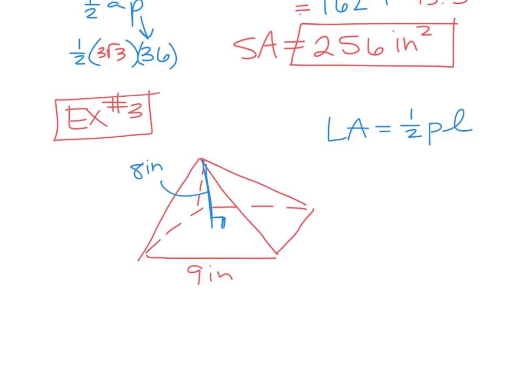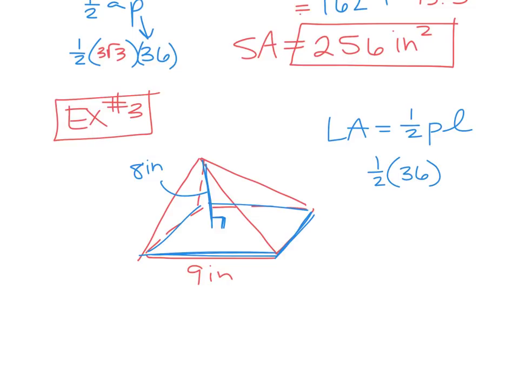What is P? The perimeter of your base is going to be 9 times 4. There are 4 of those 9s all the way around. So 1/2 times 36, 9 times 4. What's L? We don't know, okay? Anyone see a way that you could find it?